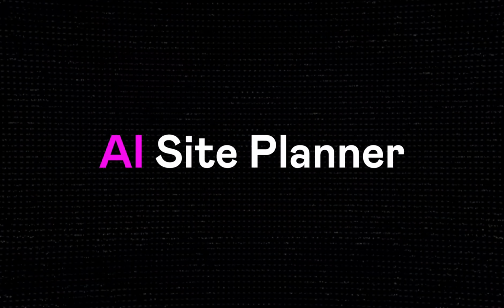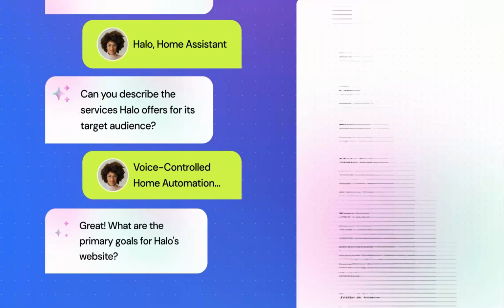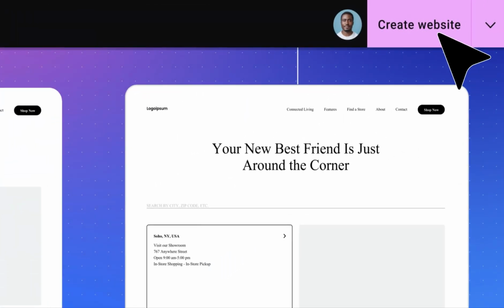Today I'll talk about a new tool of Elementor where you can create your whole website within just a few minutes, which is called the Elementor AI Site Planner. Here you just need to answer a few questions about your website and Elementor automatically prepares the website for you. So without any further ado, let's see how we can do that.